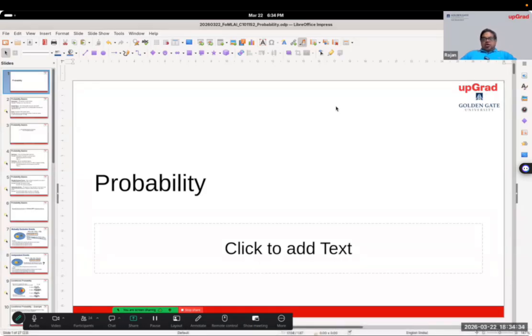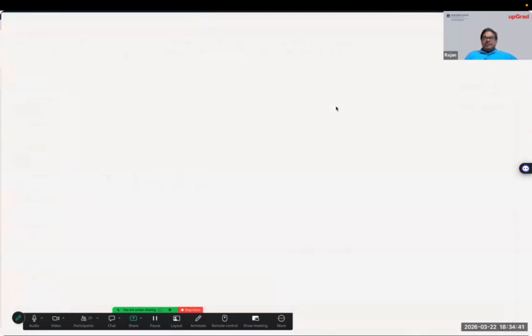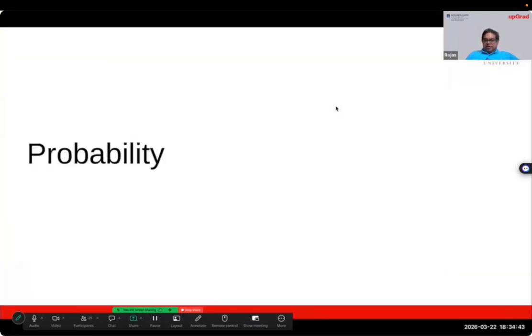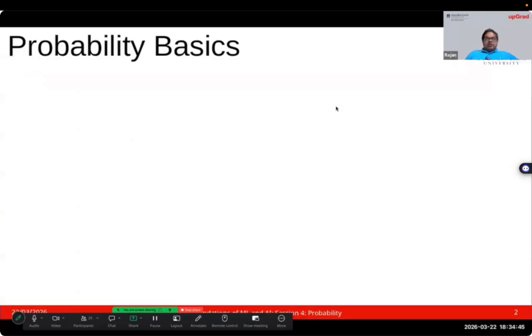So what we will do is we will deal with probability in some depth today. Okay. So what is probability? There are multiple definitions of probability. In fact, if you look at some classic textbooks, they would say that probability can be defined in multiple ways.